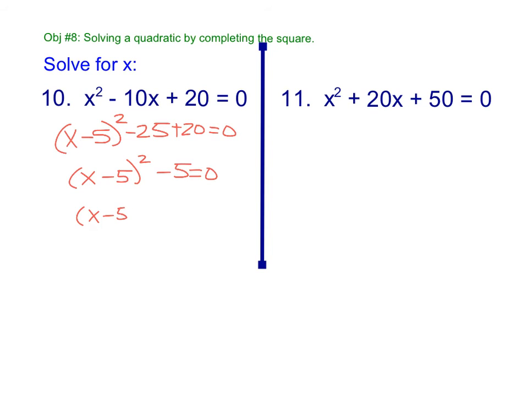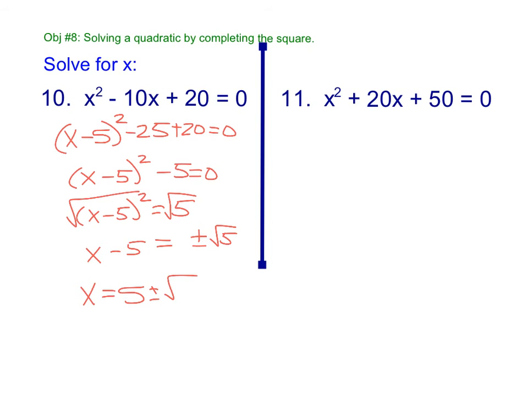X minus 5 squared equals 5. Square root of both sides. X minus 5 equals plus or minus root 5. And then x equals 5 plus or minus root 5. So pretty much anytime it's not factorable, you're going to have a root in your answer. It's going to be some weird decimal. All right, try 11 on your own.